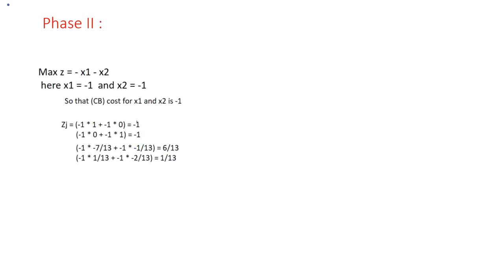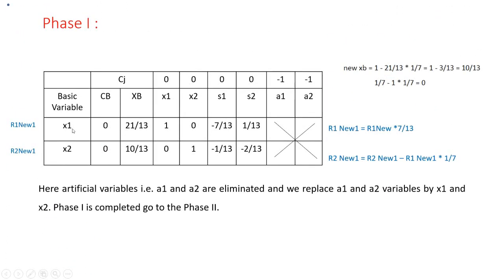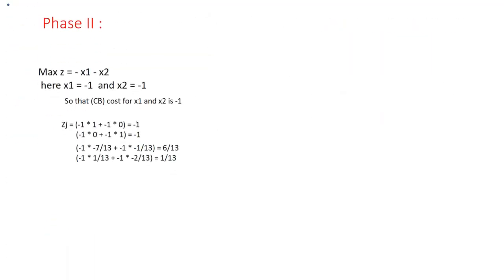In phase 2, we have max z equal to minus x1 minus x2, so the cost CB for x1 and x2 is minus 1. In the previous table, the cost for x1 and x2 is 0 and 0. But in phase 2, we are considering our objective function, and by using it we have x1 equal to minus 1 and x2 equal to minus 1.